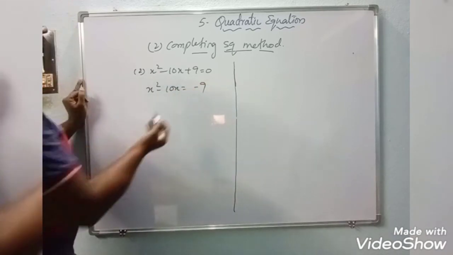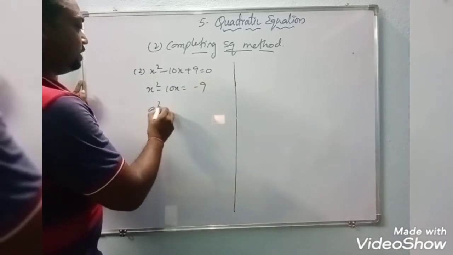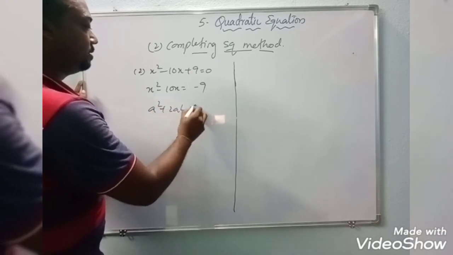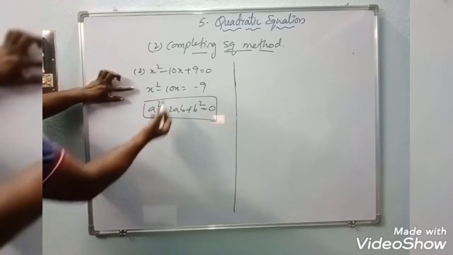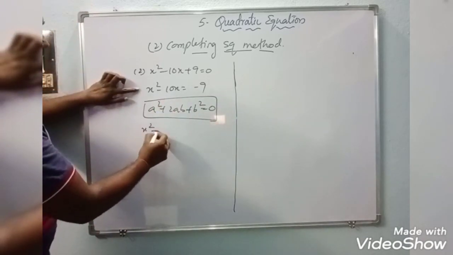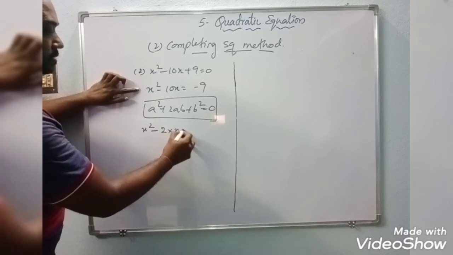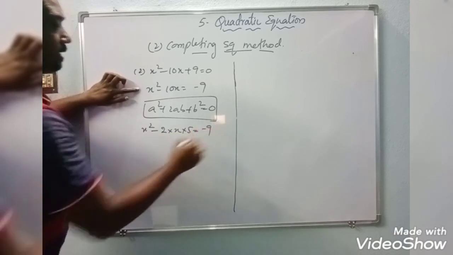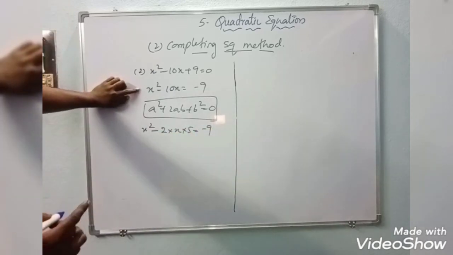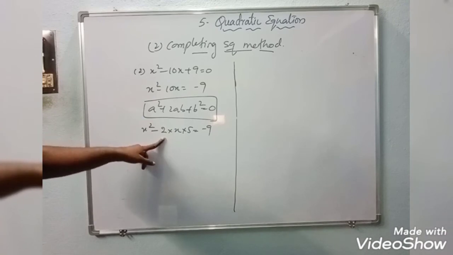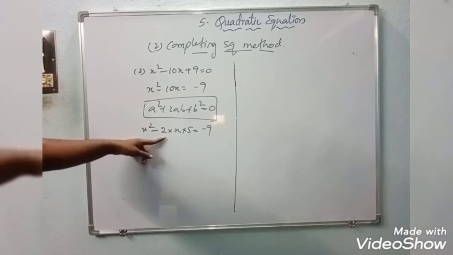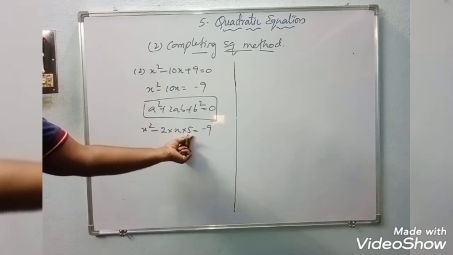After sending the value, you have to convert it in terms of a square plus 2ab plus b square is equal to 0. So after converting this 10, I can write x square minus 2 into x into 5 is equal to minus 9. This is the advantage when the middle term is even. If the middle term is even, I will easily get the value of b. So if it is an even number, no need to multiply and divide by 2. Directly I am getting the value of b.